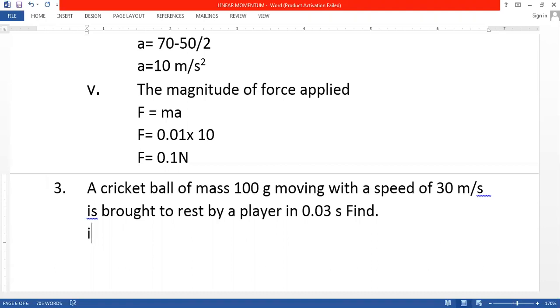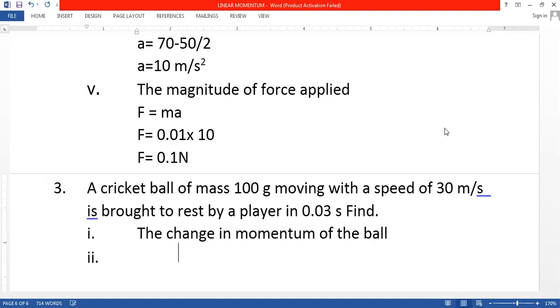Find first. We'll find one by one. The change in momentum of the ball. How much is the change in momentum? So change in momentum is delta P. Delta P is mass into change in velocity. And how much is the change in velocity? So change in velocity is V minus U. Yes or no, class?